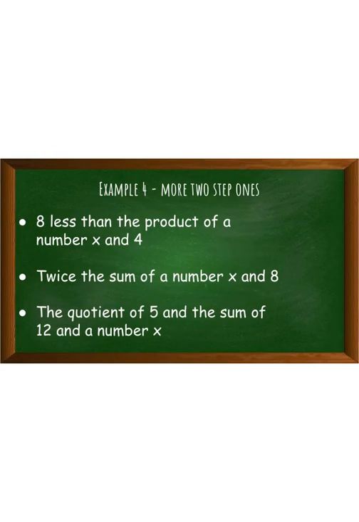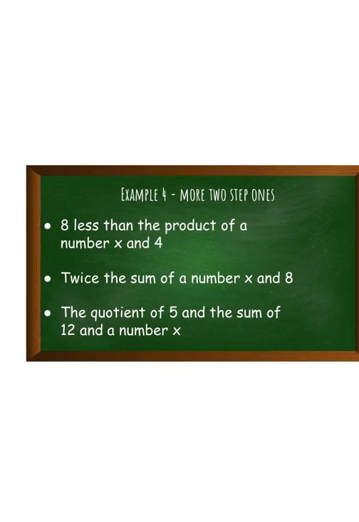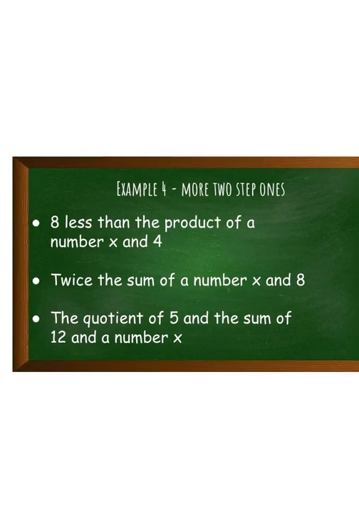Okay, moving on. All right, we've got more 2-step ones in example 4. Okay, so 8 less than the product of a number x and 4. Okay, so we've got 8 less than. Remember, it has than, so 8 is going to go at the end. Less means subtraction, and then our other keyword is product. Okay, so product means 4 and x are being multiplied. So we just have 4x minus 8. Okay, these should be getting pretty simple for you guys.